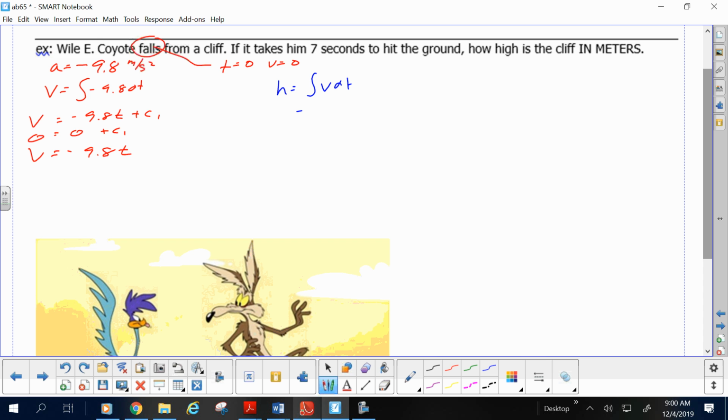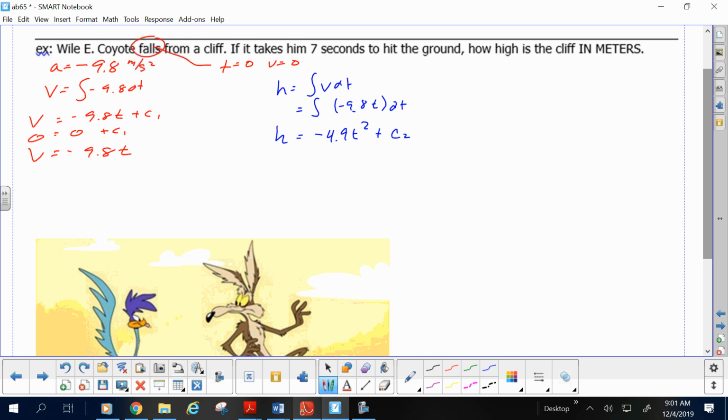Integral of velocity. You don't need to show the integral of v and the integral of the equation. If you wanted to just write the integral of negative 9.8 t, that's fine. But what is the antiderivative of negative 9.8 t? Negative 4.9 t squared plus a new constant. To find that new constant, C2, how do we do it?